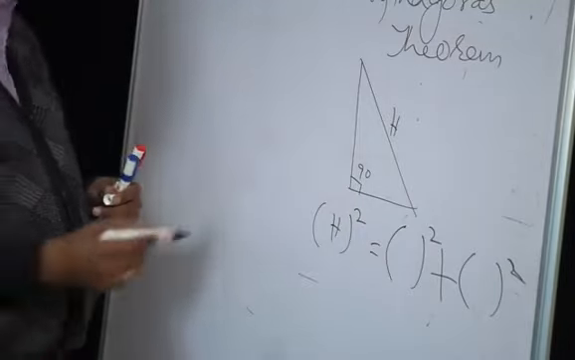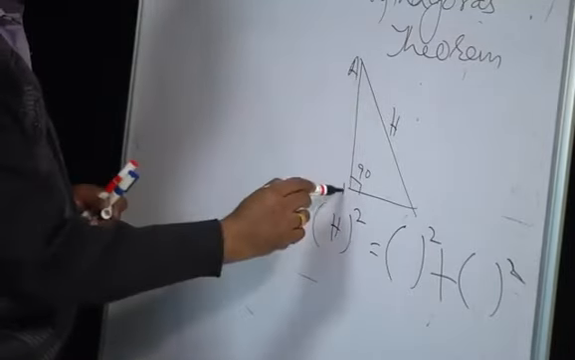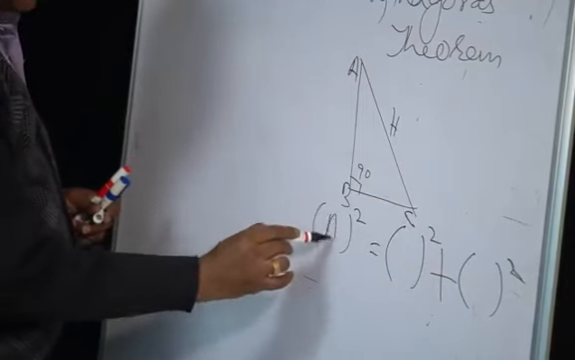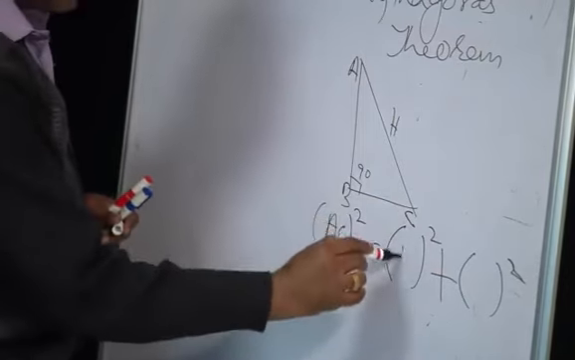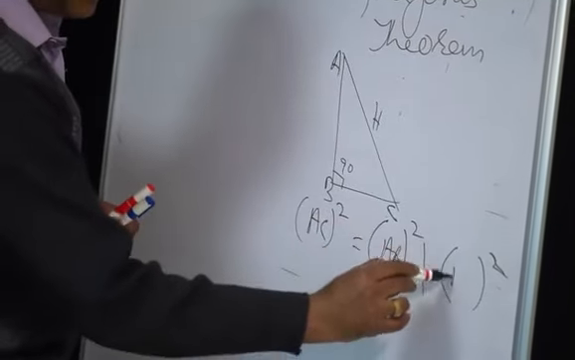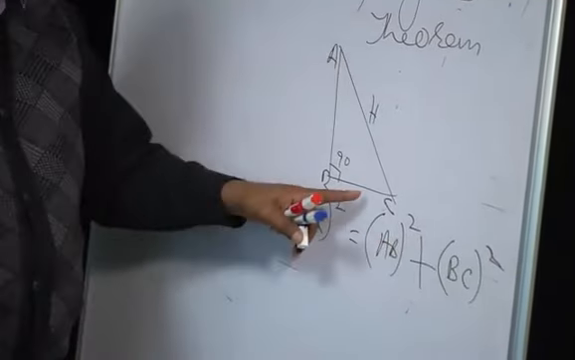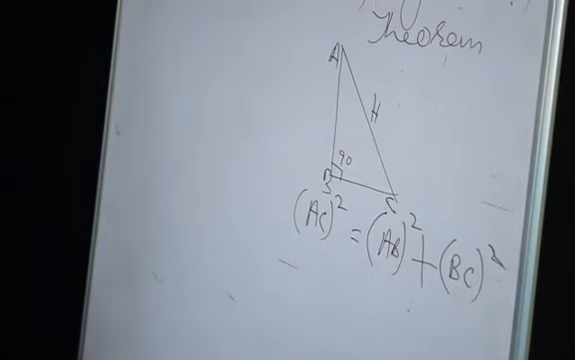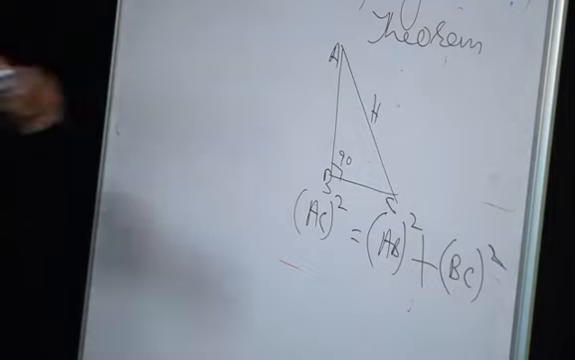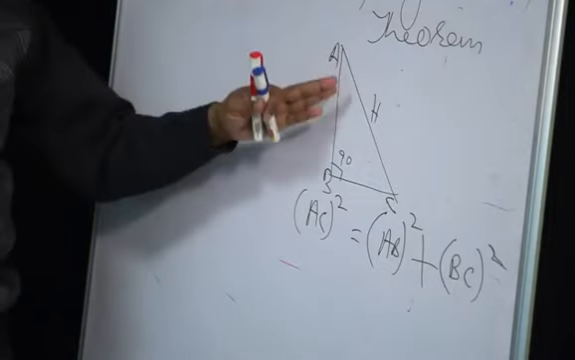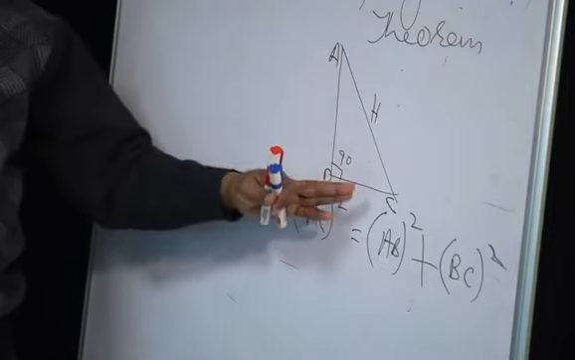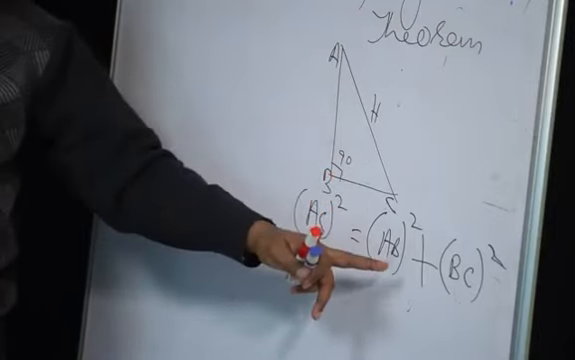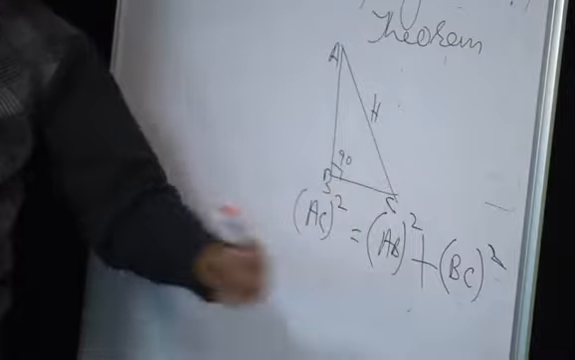It may be anything. So if we consider the triangle as ABC, this hypotenuse we consider as AC and the other two sides AB square plus BC square. You can write BC square first and AB square second also, no problem. Other two sides square. Clear? So what does the Pythagoras theorem say? Square of the hypotenuse is equal to the sum of the squares of the other two sides.